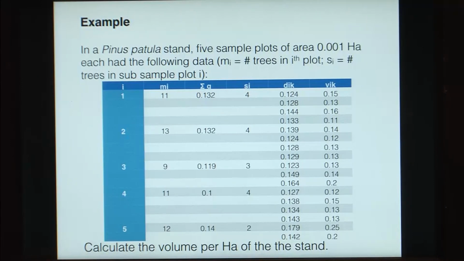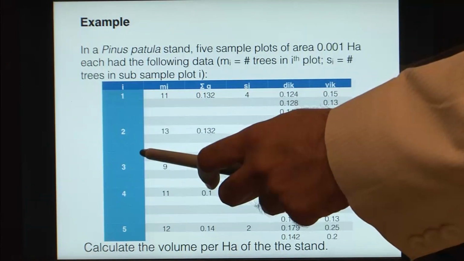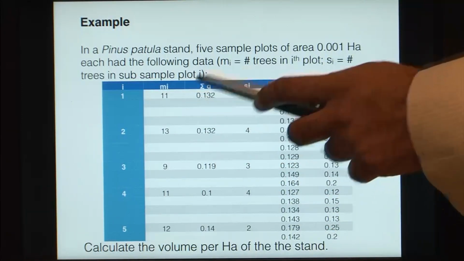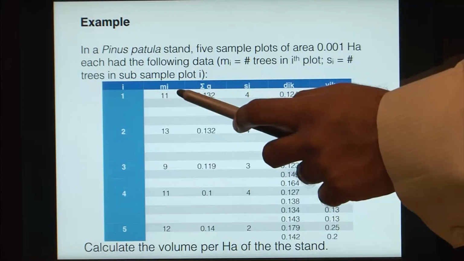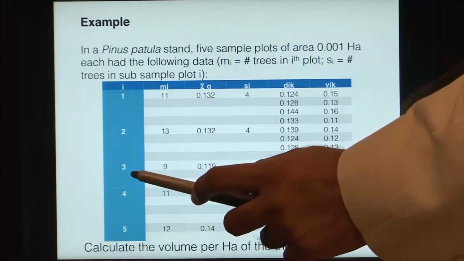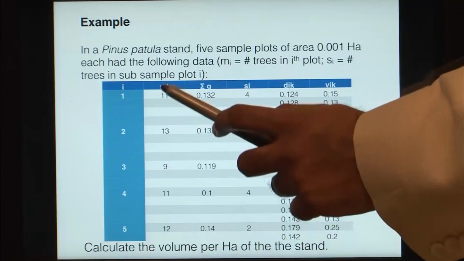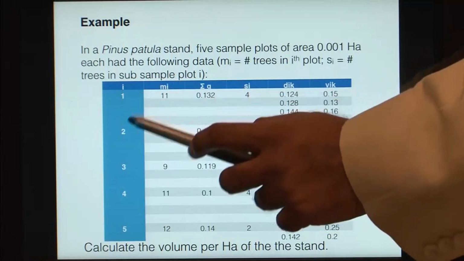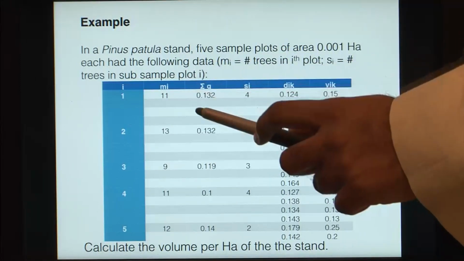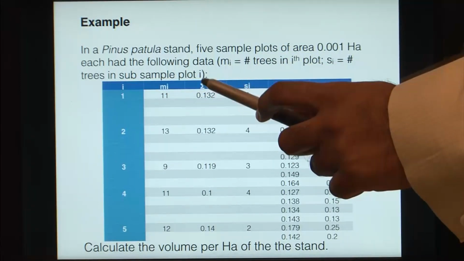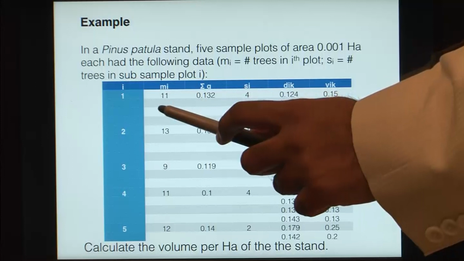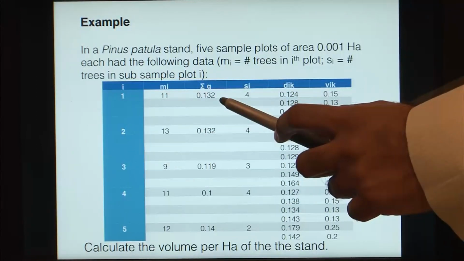Here we have 5 sample plots: 1, 2, 3, 4 and 5. In each sample plot, Mi is the number of trees in the ith sample plot. In the first sample plot we have 11 trees, in the second sample plot we have 13 trees, in the third sample plot we have 9 trees and so on. So, this tells us the number of trees in this sample plot. Now, for these trees, G is the sum of the basal areas of all these 11 trees. When you take the basal area of all of these trees and you sum them up, you get this value.